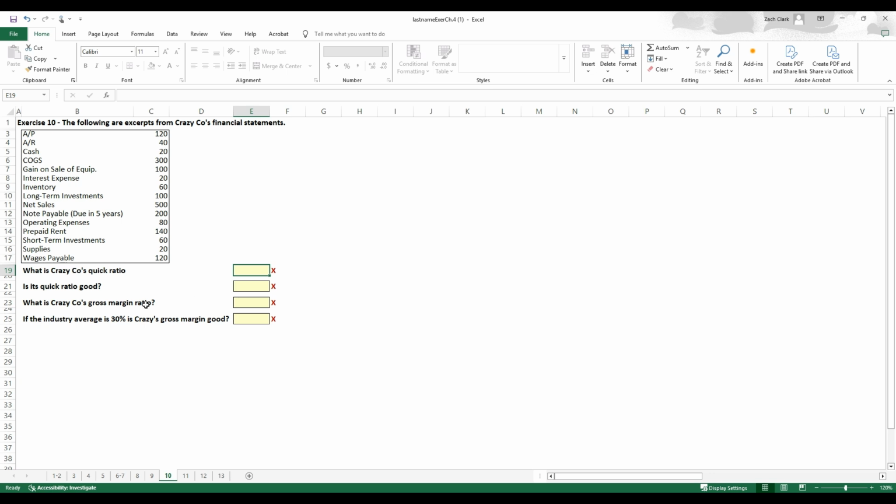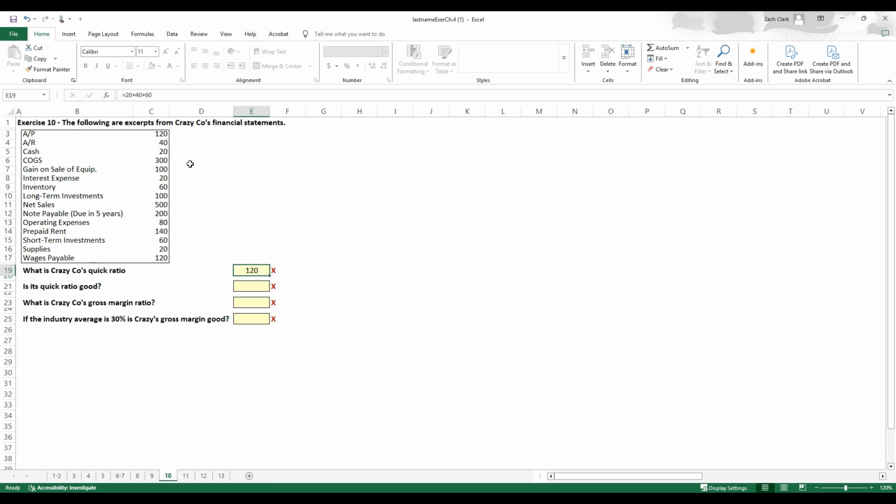So let's take a look at that first. What kind of quick assets do we have? We have AR and we have cash, and do we have anything else that would fall in? Short-term investments. I think yeah. Since we're saying they're short-term, that's going to be part of our quick assets here.